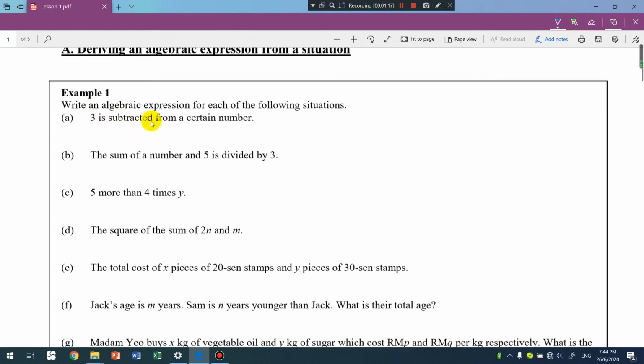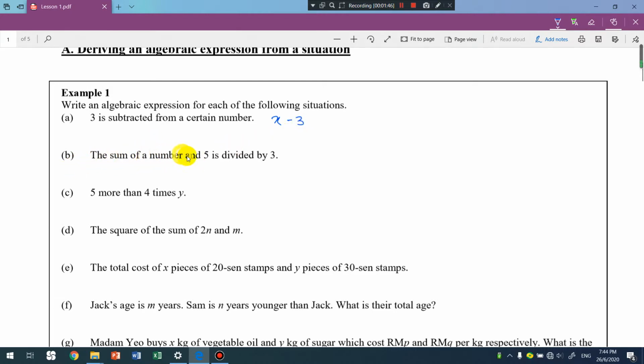Three is subtracted from a certain number. Now we know that number, we just let that number be x, and 3 is subtracted from this: x minus 3. So this is the answer for part A. We can represent this sentence by using this algebraic expression. Okay, let's go to B.